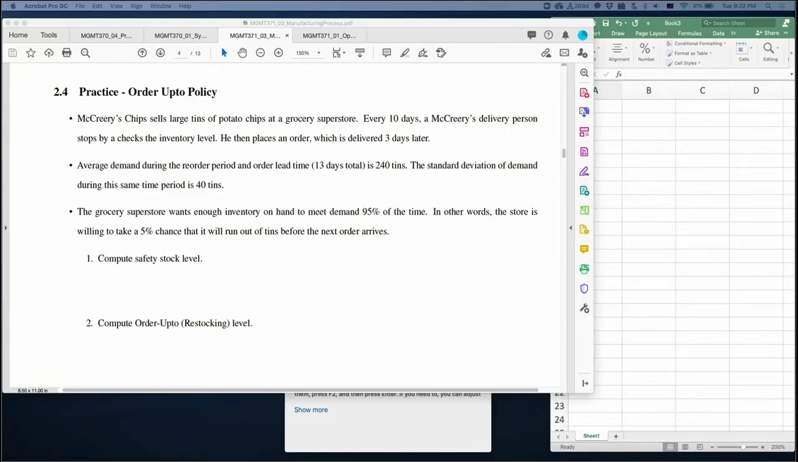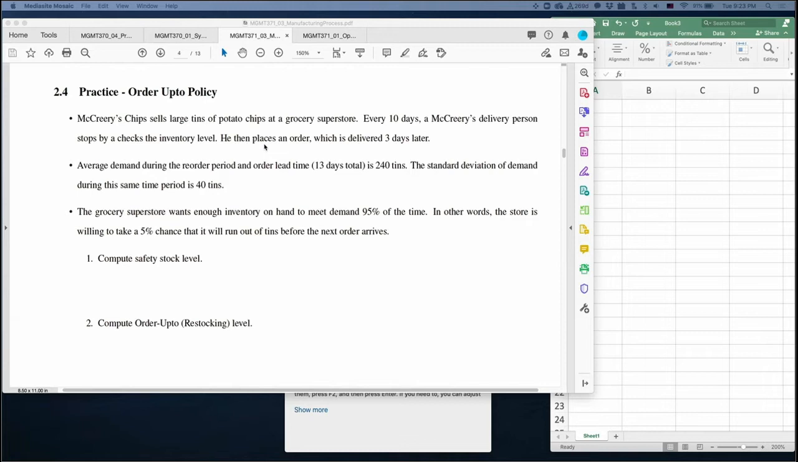This video explains how to compute order up to policy, order up to level, and the safety stock level. We use normal distribution for this problem. Previously we used constant or fixed demand, but here we use probabilistic demand, which means we take into account uncertainty.